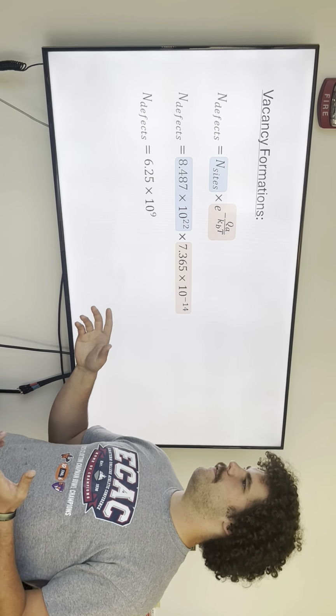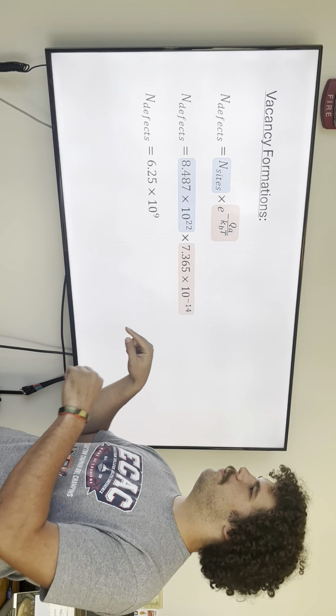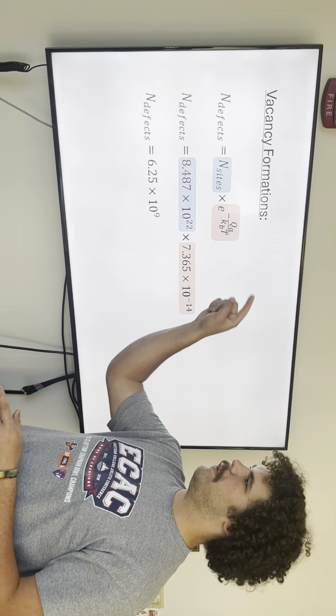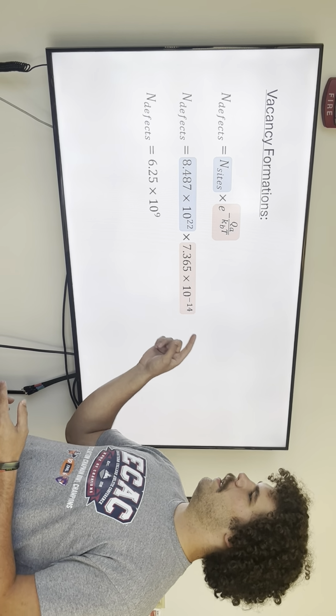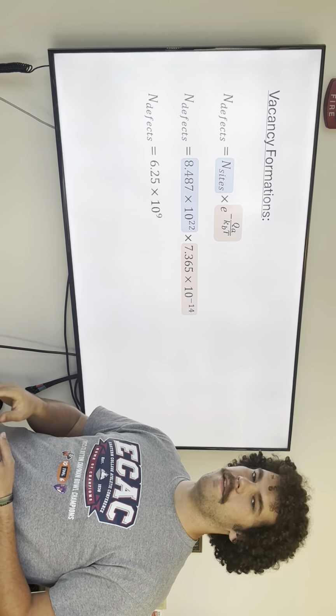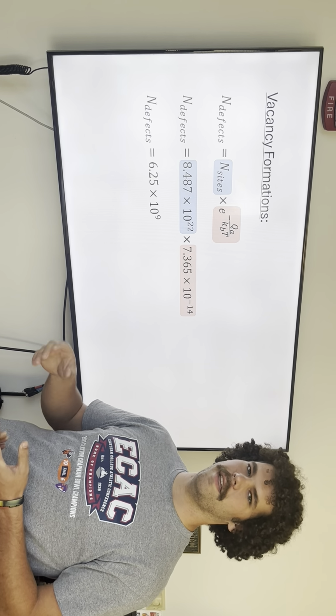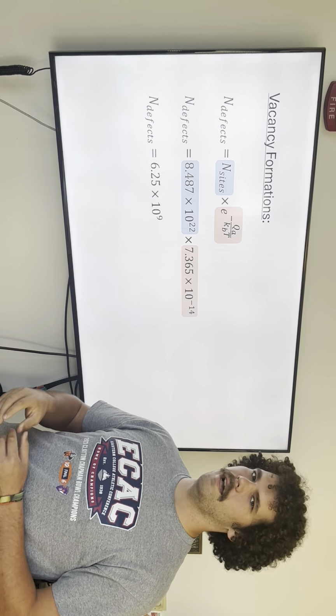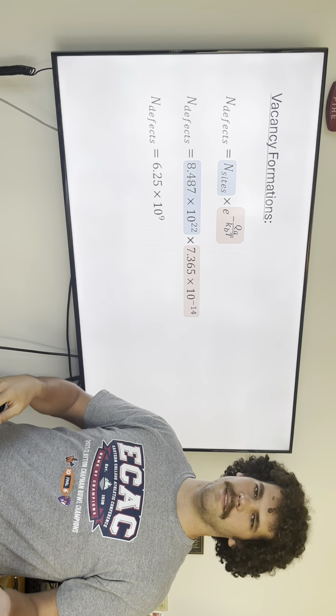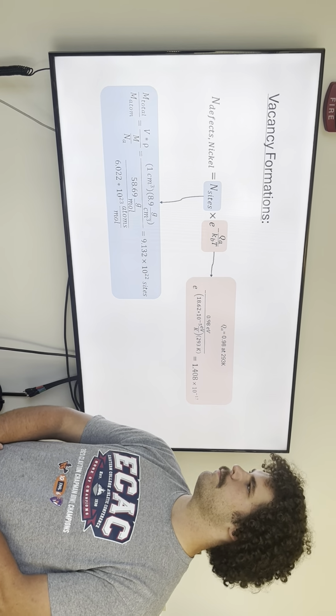So now with these values calculated, we can go on and plug them back into our equation for the number of sites and our pre-exponential factor. And once we do that, we get the number of defects is going to be 6.25 times 10 to the 9 vacancies. So that's going to be the number of vacancies per cubic centimeter of our material.